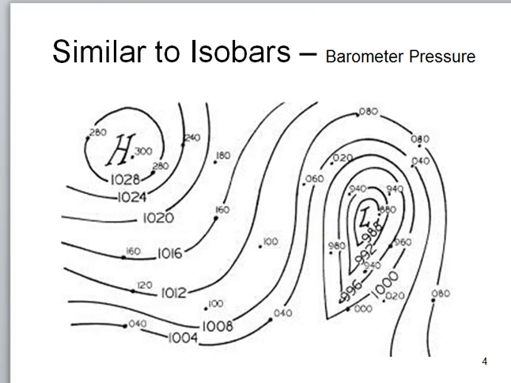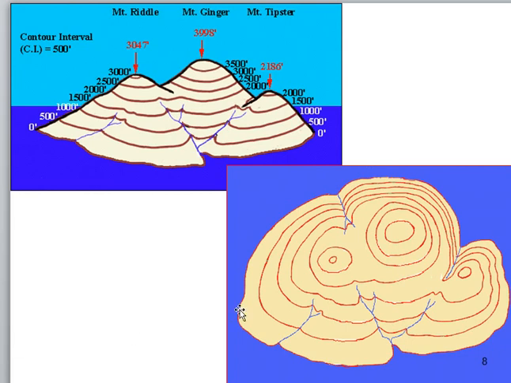So just like isobars, when you had the lines far apart, there wasn't a lot of change in air pressure. In a contour map, if you have lines far apart, there's not as fast a change or as steep a slope as you go from one side to the other. So this western side of this island, or southwestern side of the island, it's a pretty gentle slope up to the top. That's the way I would walk it.